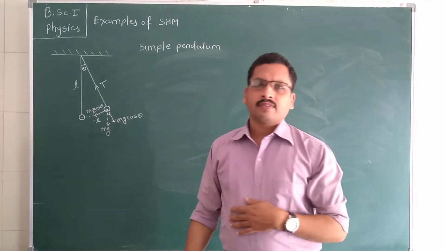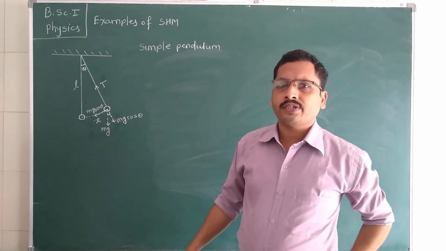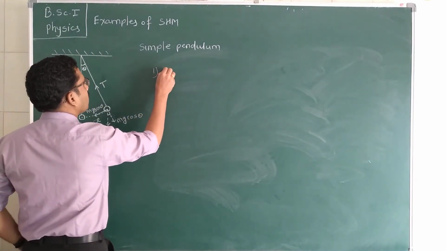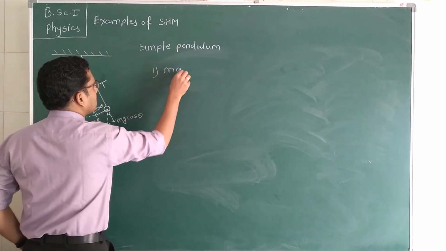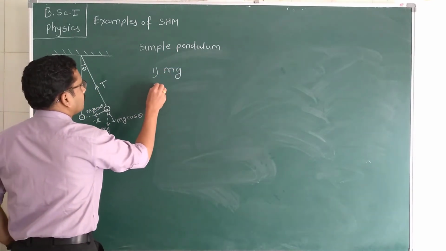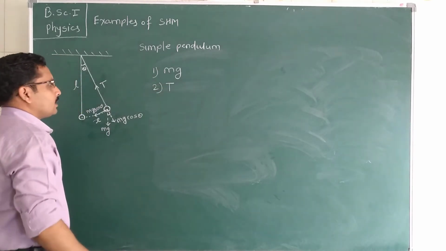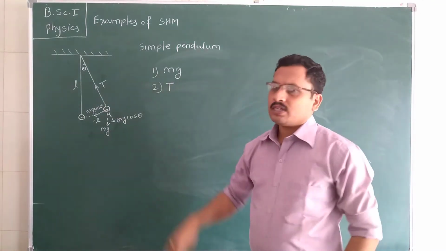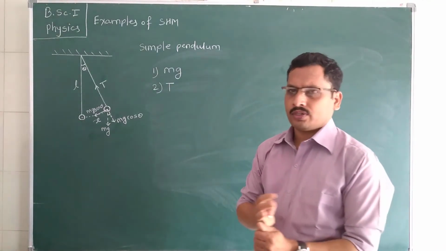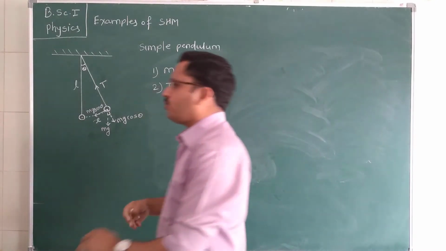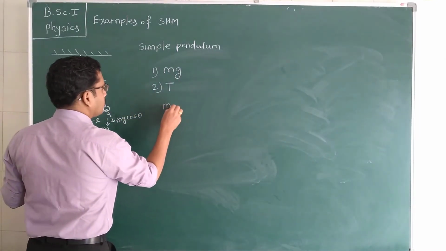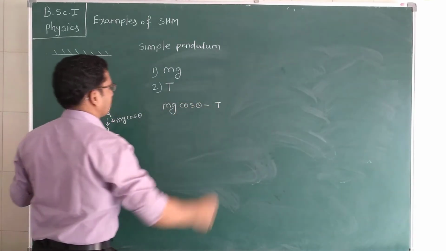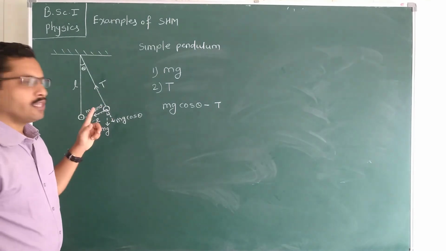In this case, the forces acting on the object are the weight, which is equal to mg in the downward direction, and the tension in the direction towards the rigid support. Now this weight mg is resolved into two components. The first component, mg cos theta, balances the tension in the string.